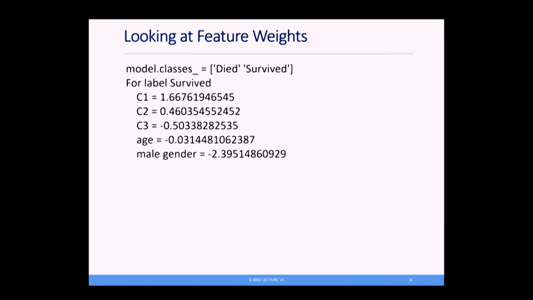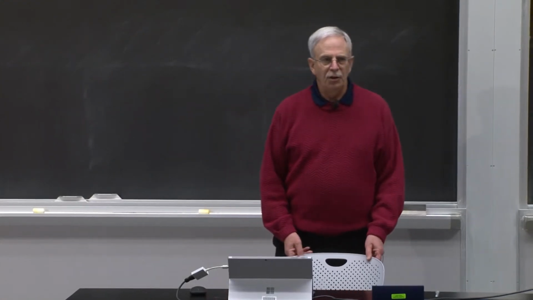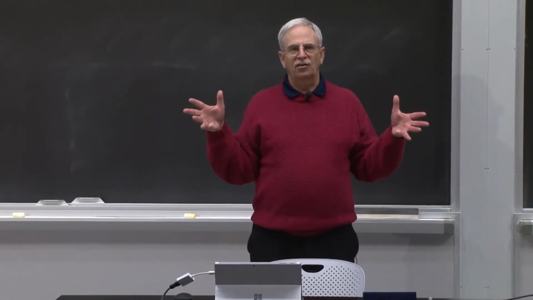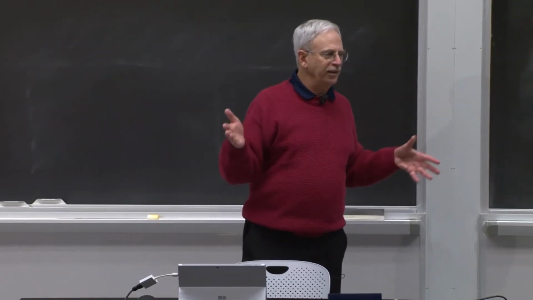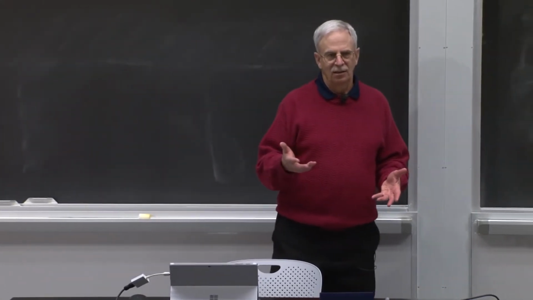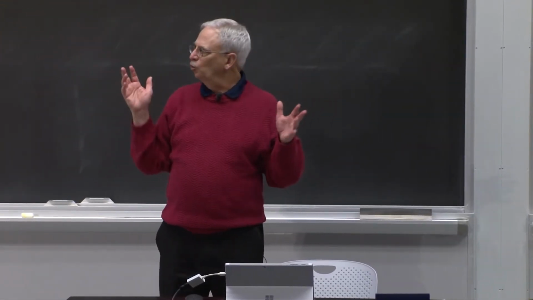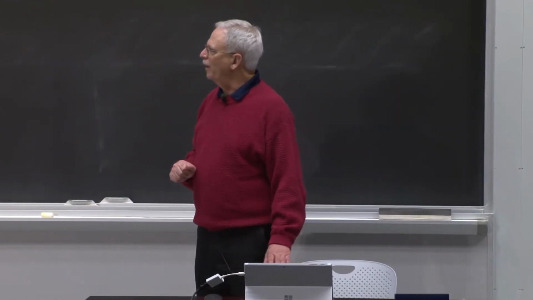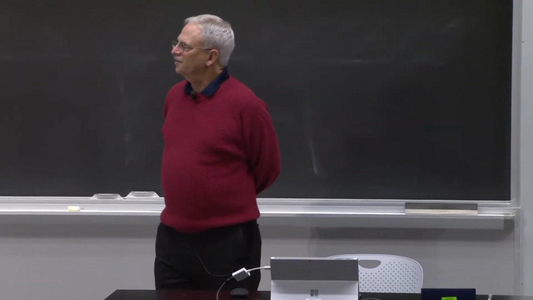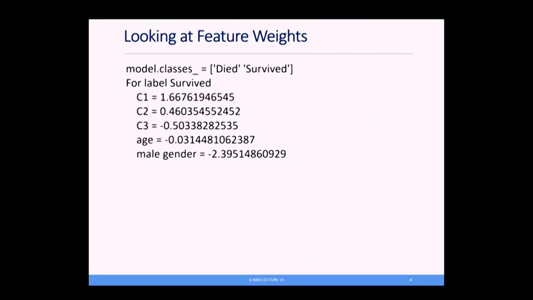The model classes are died and survived. For the label survived, we said that if you were in a first-class cabin, that had a positive impact on your survival, a pretty strong positive impact. You can't interpret these weights in and of themselves. If I said it's 1.6, that really doesn't mean anything. So what you have to look at is the relative weights, not the absolute weights. And we see that it's a pretty strong relative weight. A second-class cabin also has a positive weight, in this case of 0.46.